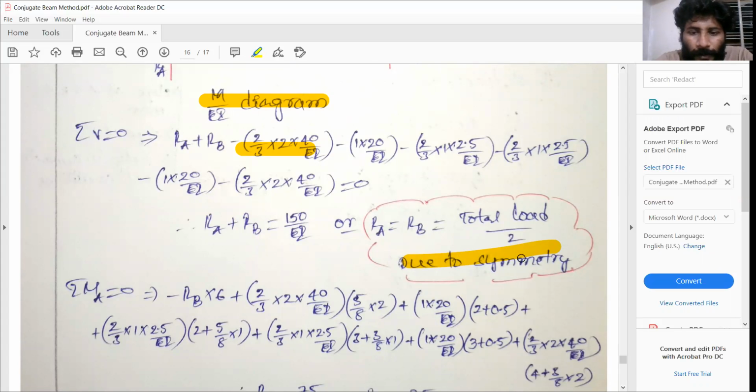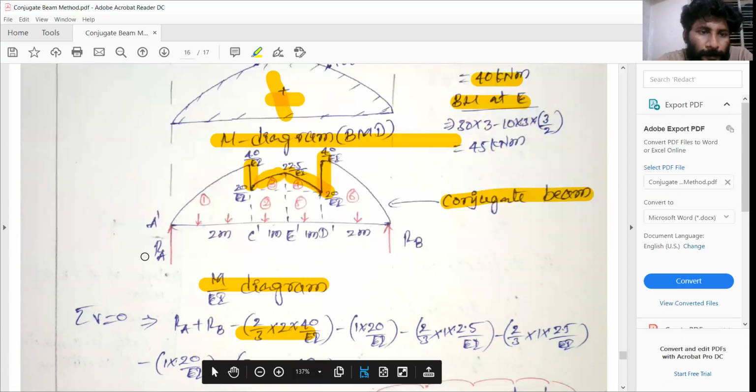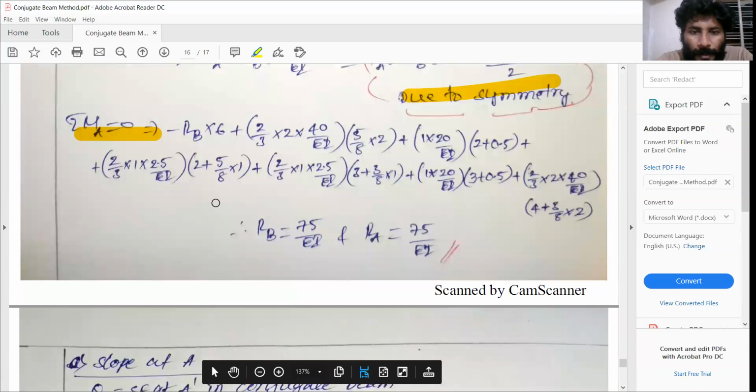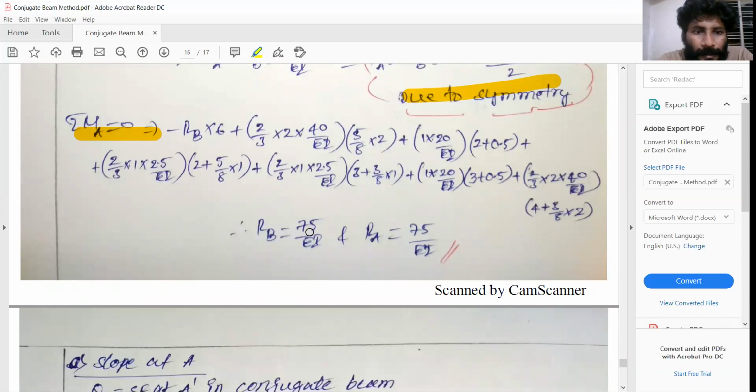Or else, if you do not know, you do not need to worry. If it is unsymmetrical, then you have to take moment about A. So here I have shown the procedure of how to take that moment about A. It's a very basic formula, a basic procedure. So we can find RA and RB.